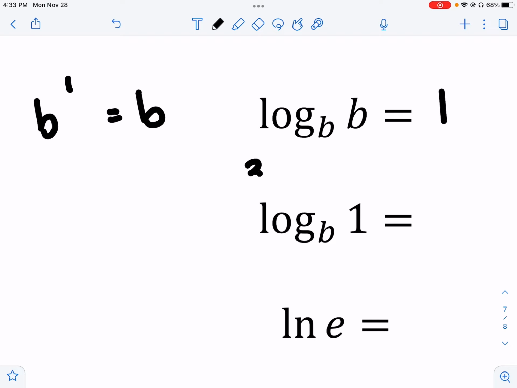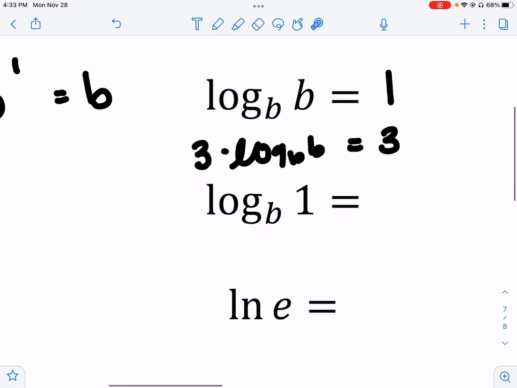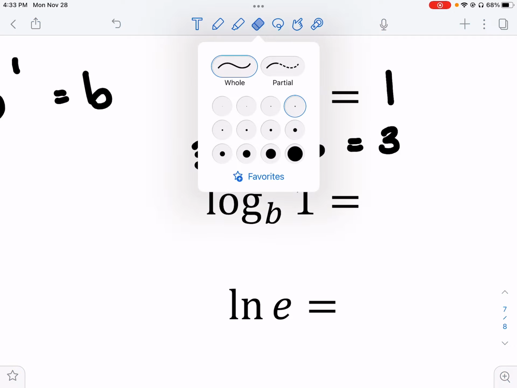So say that we had 3 times log base b of b. We know that this expression is going to equal 3, because it's going to be 3 times, well, this quantity is equal to 1. So that's why these tips and tricks are useful, because we can then apply them into our world of solving and simplifying.